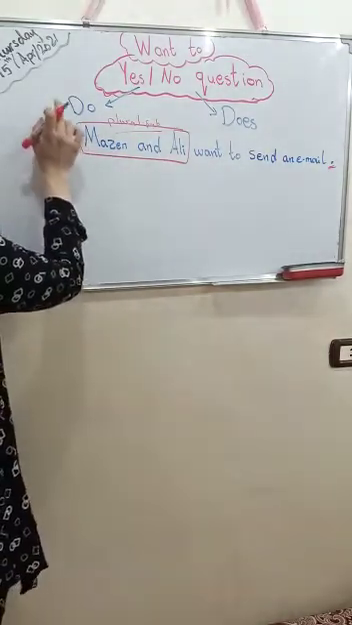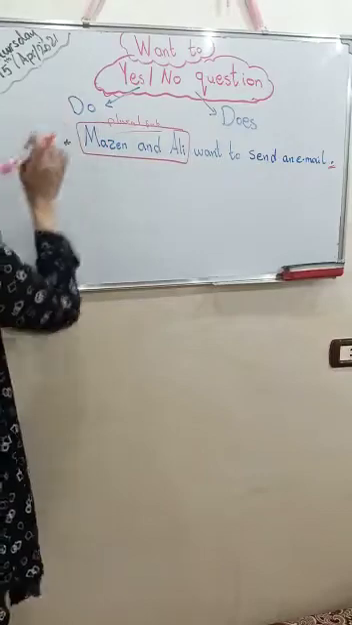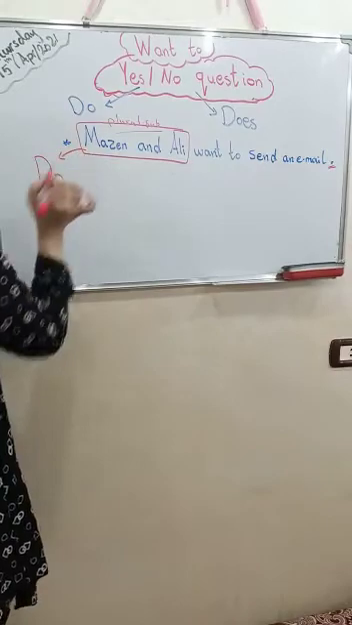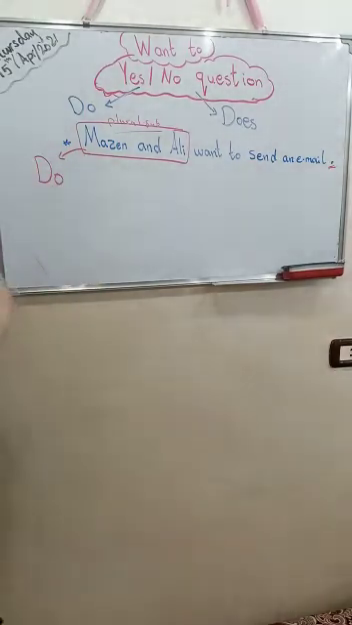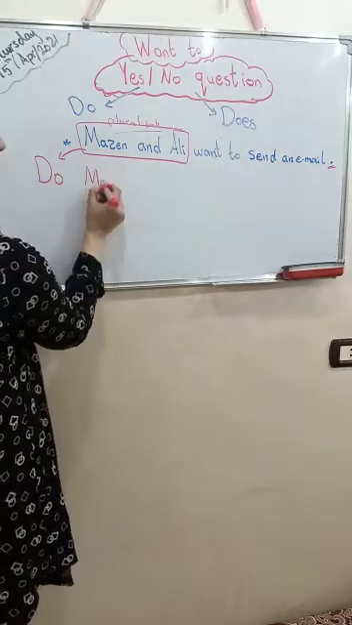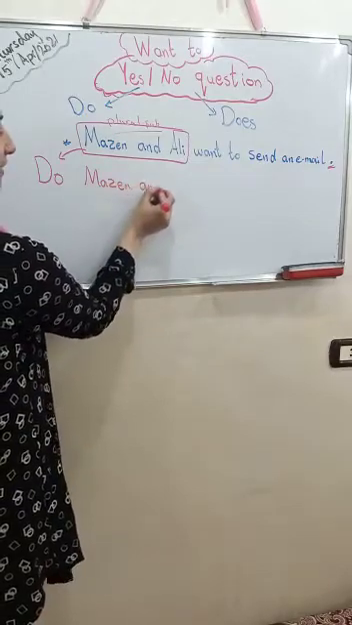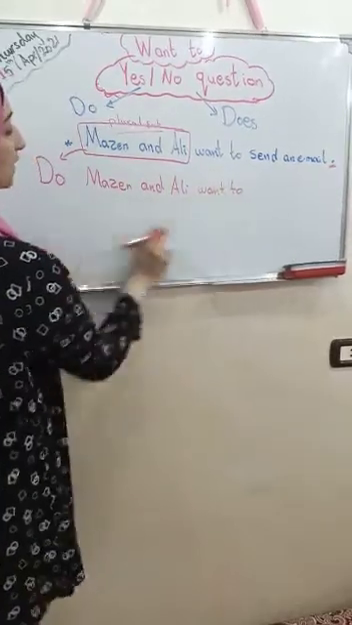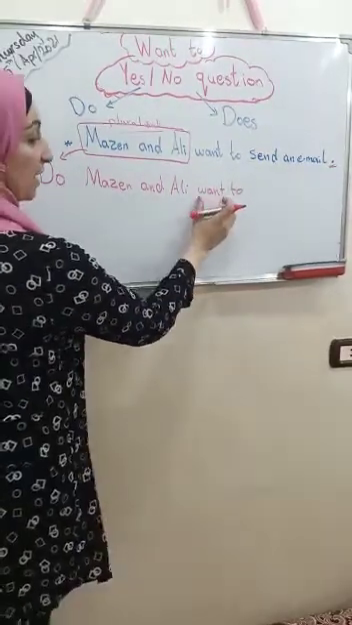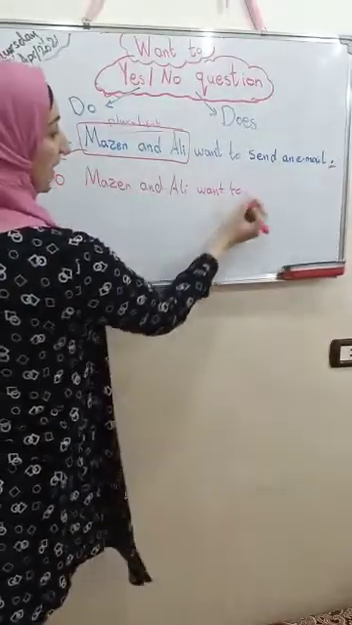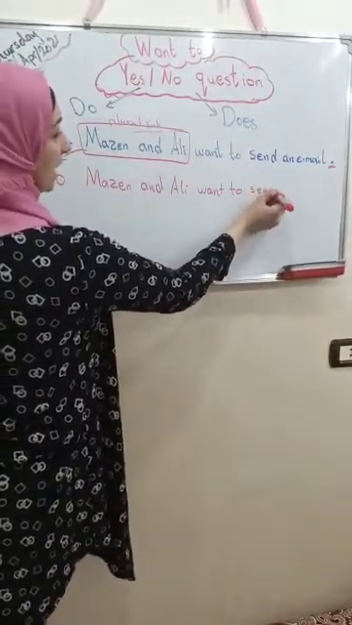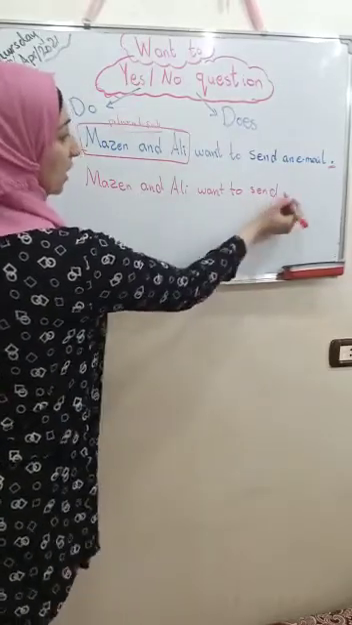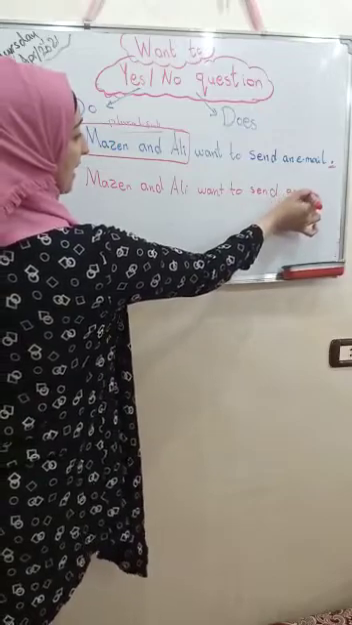So you have to use do or does. You have to use do. Excellent. And do is before the subject. قبل الفاعل مباشرة. Do مازن and Ali want to. The verb after do is in the base form. لازم يكون مجرد ثالث. Want to send. And the verb after want to is infinitive verb فعل مجرد. Want to send an email.